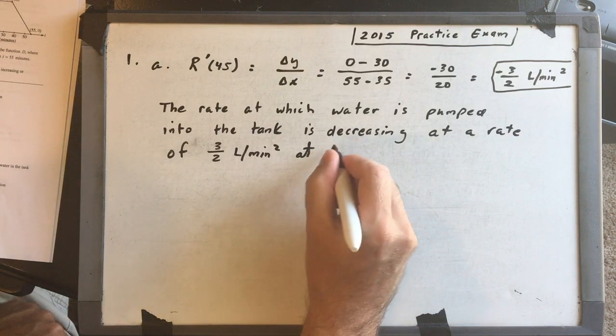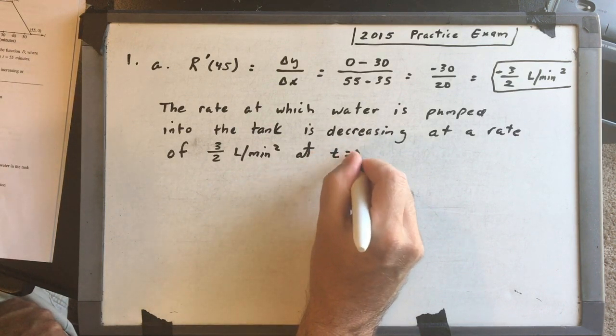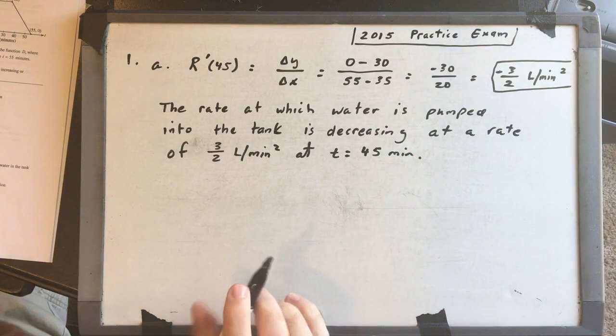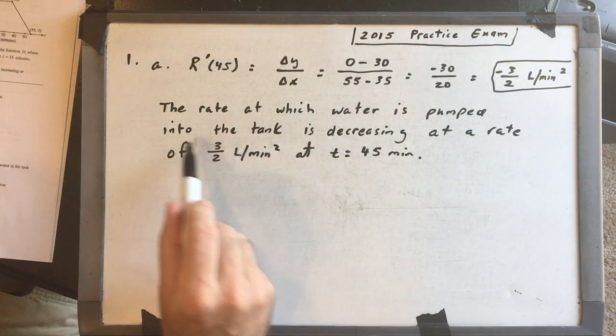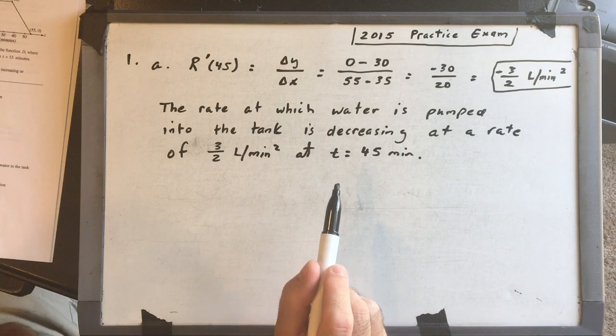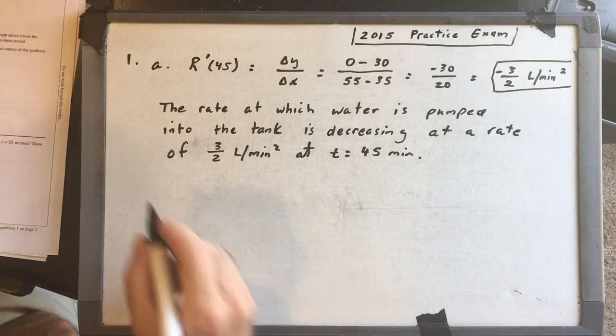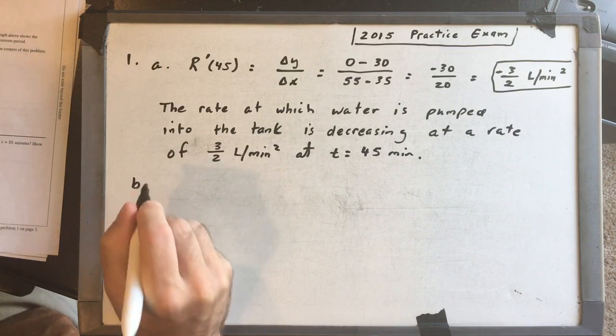at time of 45 minutes. So don't poo-poo the explanation part. The explanation part's half the points on that one. Okay, part B, I think I can fit onto the whiteboard here.